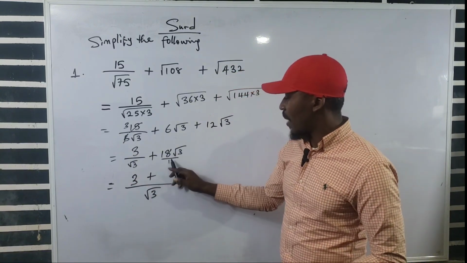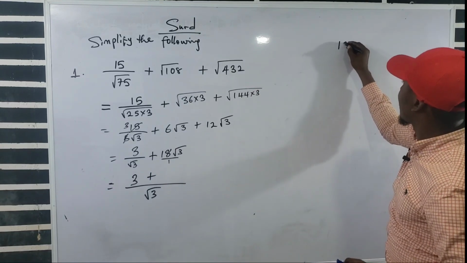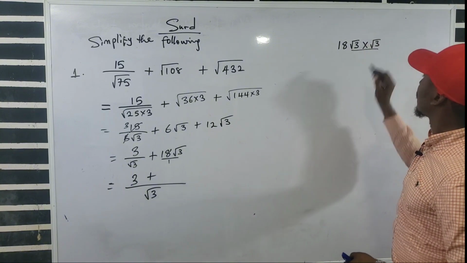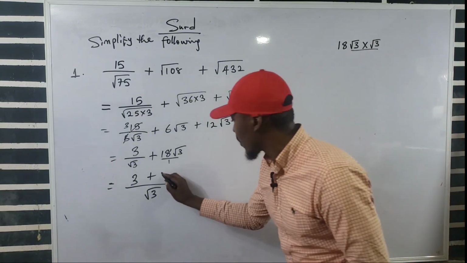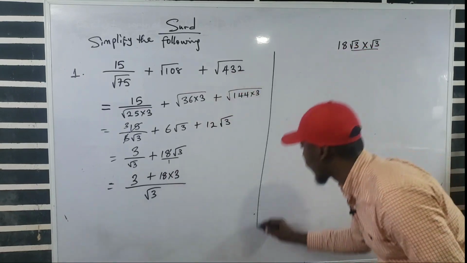So, 3 divided by 1, that will give us 3. 3 times this. Now, let us have that here. 18, 3 times 3. And 3 times 3 will give you what? 3. So, we have what? 18 times 3. Now, let us finish up that question here.